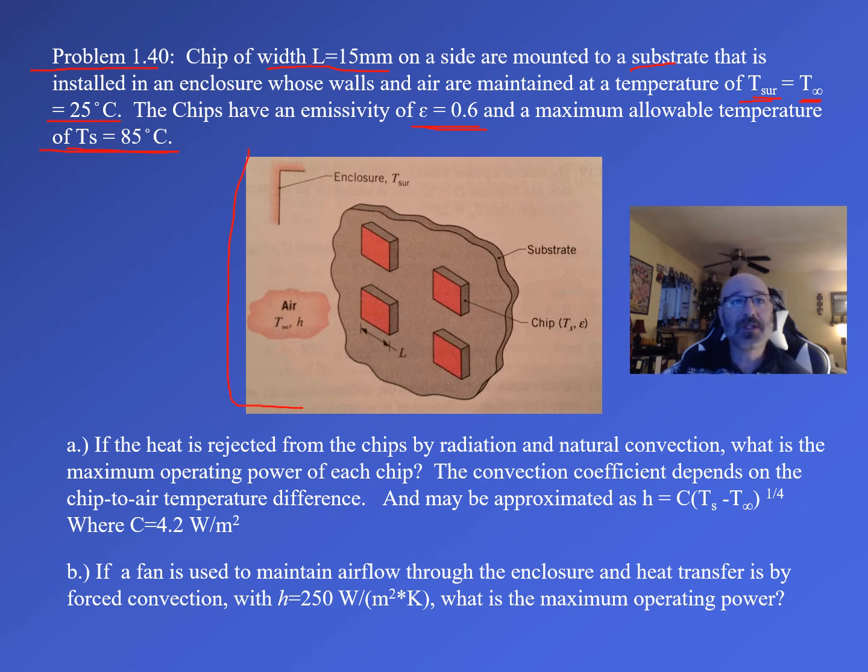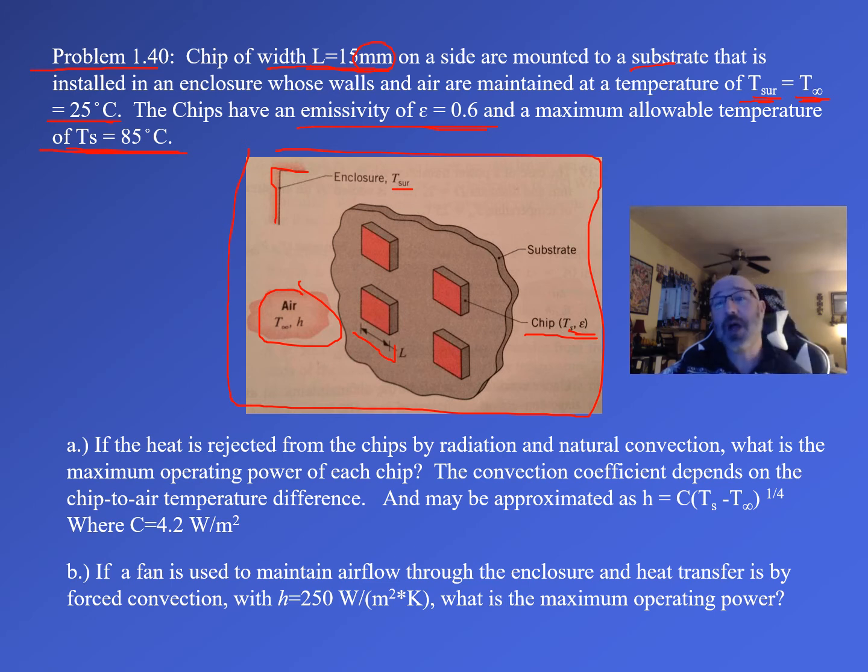We can come down to the initial given diagram, and what we can see here is the enclosure, which is our T surround that we can reference back to our 25 degrees Celsius. Here is the temperature of our air, T sub infinity, which is equal to T sub surround, 25 degrees Celsius. Then we have these chips. We know the length of the chip is given as 15 millimeters, and we have to pay attention here. This is in millimeters. So as we plug in, do we want that in meters or in millimeters? For the chip itself, there's our T sub S, the surface temperature of 85 degrees Celsius, and here's our epsilon value, the emissivity, which is given as 0.6.